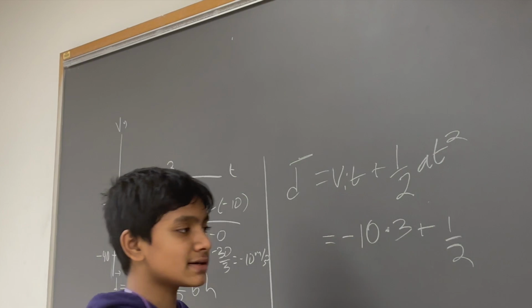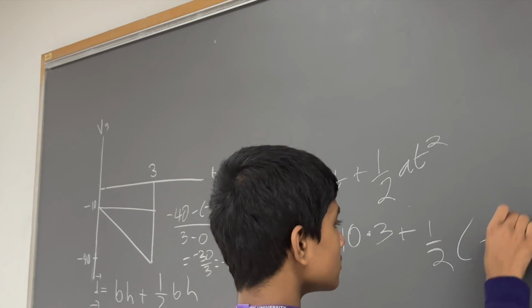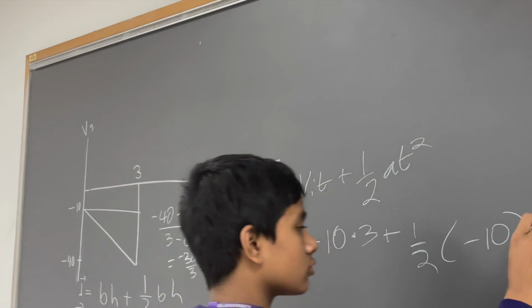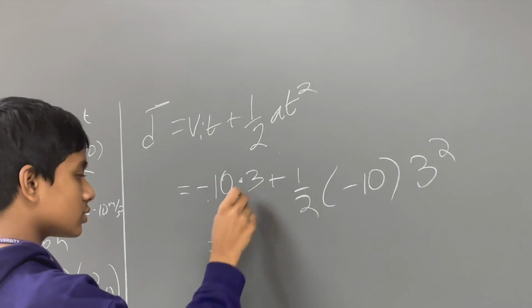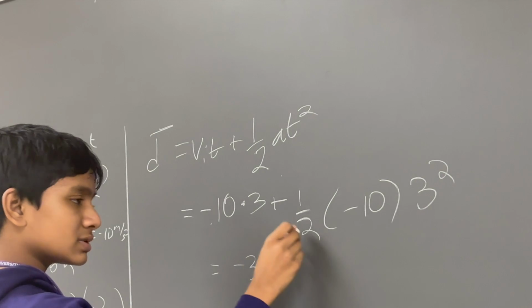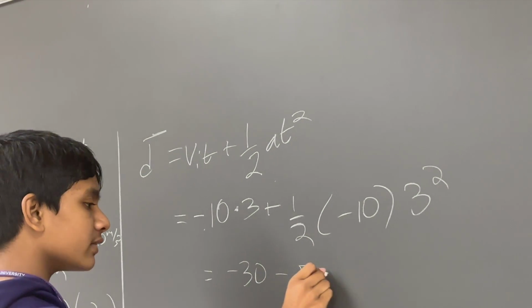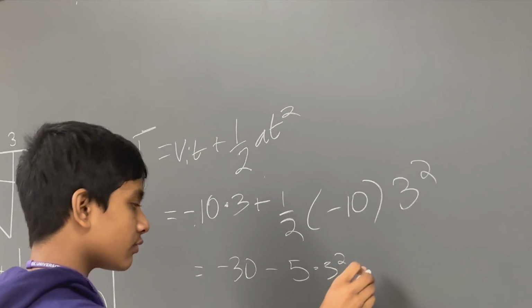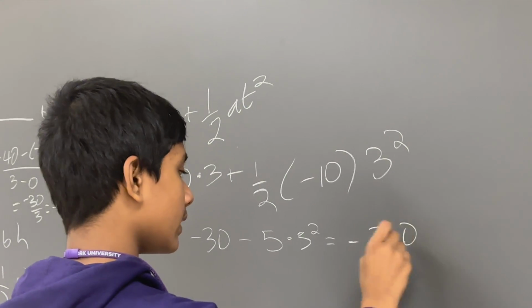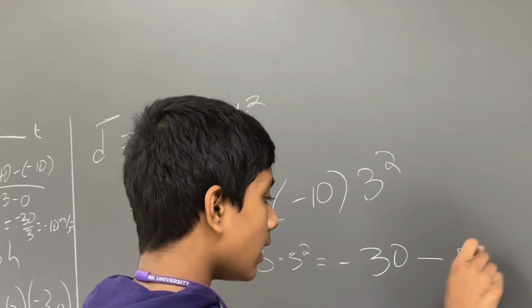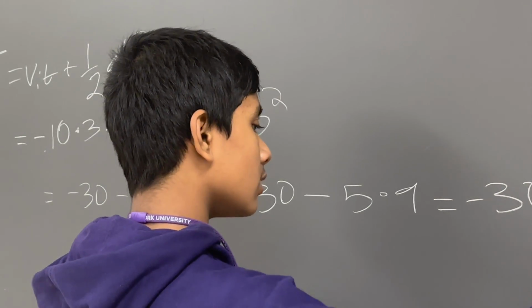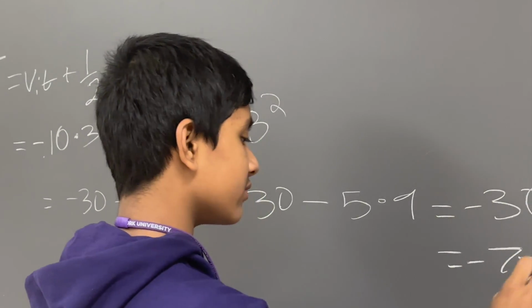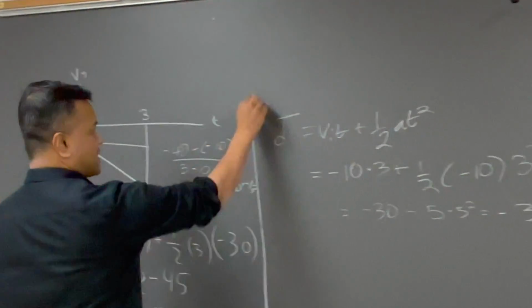So we know that's our acceleration. And then what's t? 3, so we just square that. So then we get minus 30 plus what's half of negative 10, that's negative 5 times 3 squared. And of course we know that 3 squared is 9, so we get minus 30 minus 45, which is equal to minus 75 meters. This is the second way.